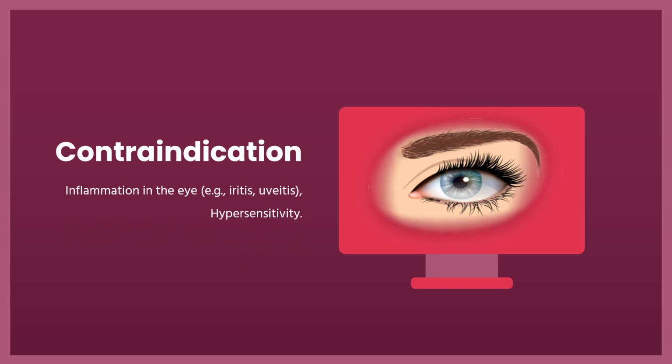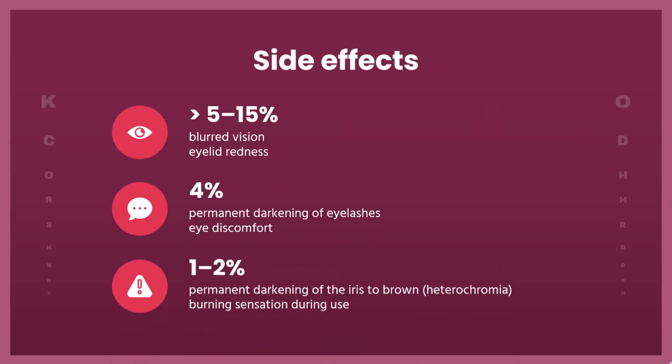Contraindication. Inflammation in the eye, e.g., iritis, uveitis, hypersensitivity. Side effects. Possible side effects are blurred vision, eyelid redness, permanent darkening of eyelashes, eye discomfort, permanent darkening of the iris to brown, heterochromia, burning sensation during use, thickening of the eyelashes, inflammation of the prostate gland, restricting urine flow, BPH.